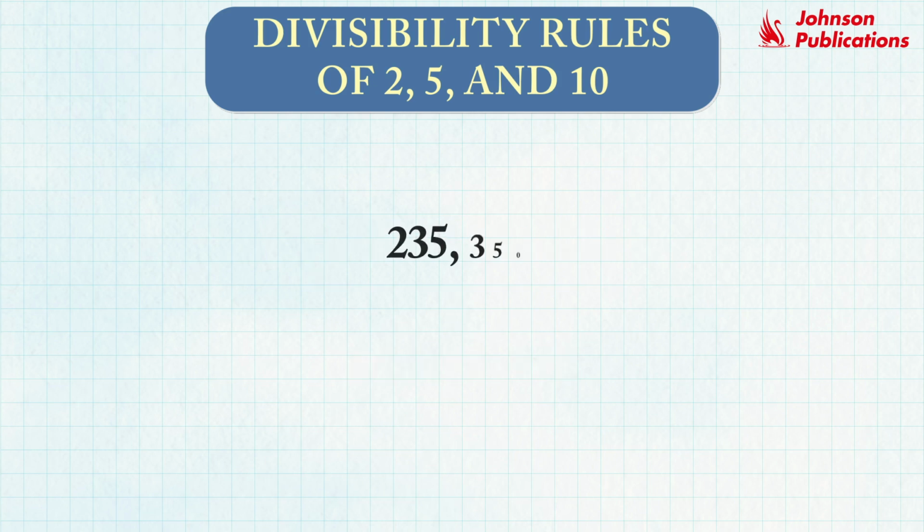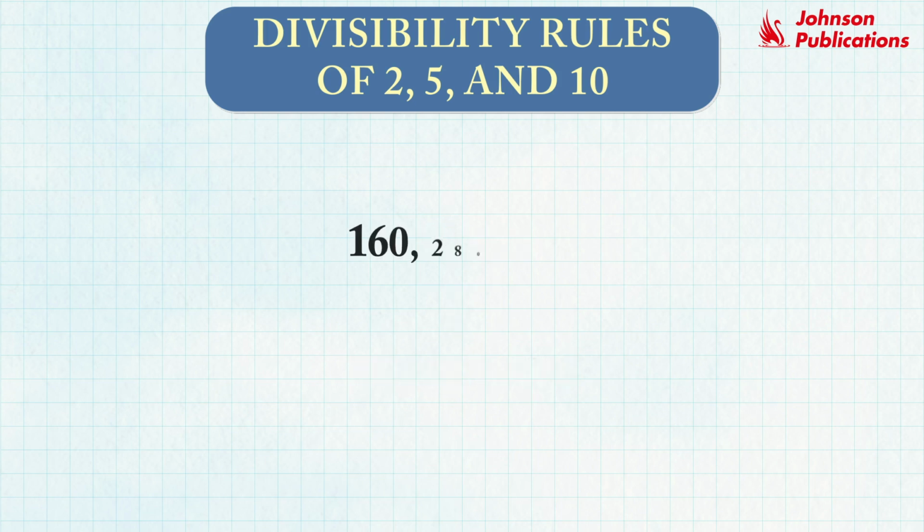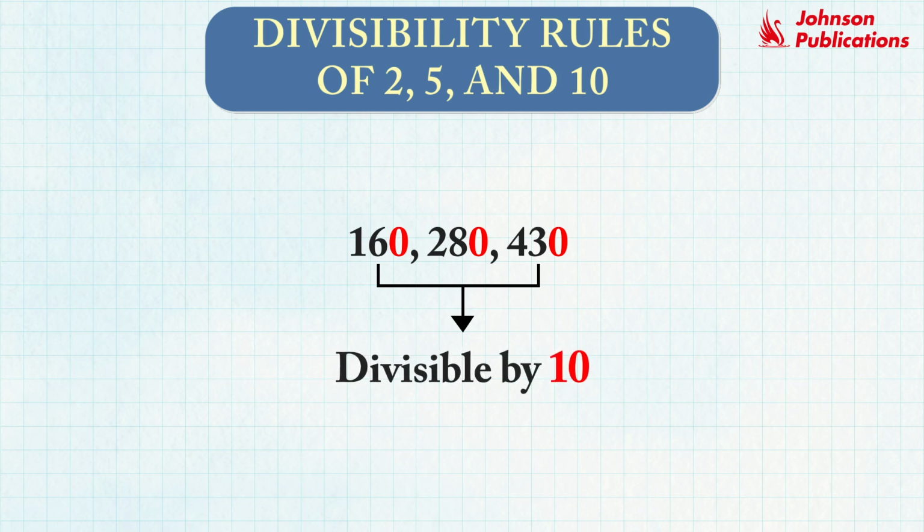A number is said to be divisible by 5 if it has 0 or 5 at its ones place. For example, 235 and 350 are divisible by 5. A number is said to be divisible by 10 if it has 0 at its ones place. For example, 160, 280, and 430 are divisible by 10.